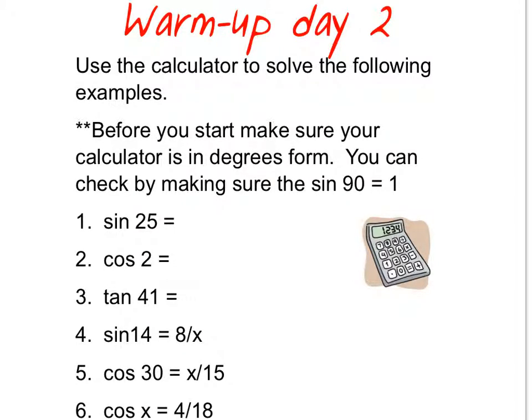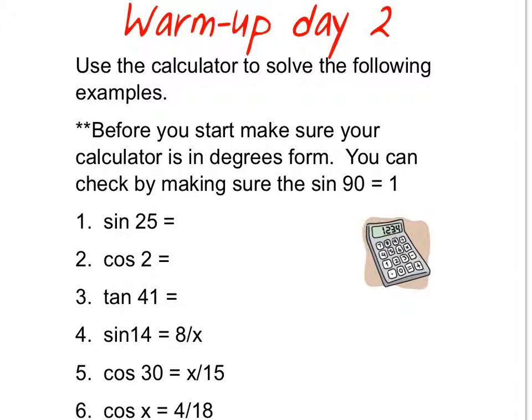Okay, today we're going to focus on solving trig functions using a calculator. The first thing you need to do is make sure that you're in degree mode. So you're going to put in your calculator sine of 90 equals, and if it equals 1, then you're in degrees. If it's not, then you need to set your calculator to degree mode. It's either degree or radian, and you want to be in degree mode.